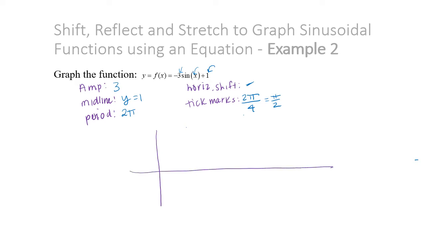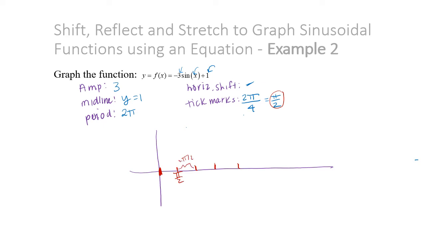Okay, so we've got our 5 tick marks. Since there's no horizontal shift, the first one's going to start right at 0. So 1, 2, 3, 4, 5. And we know that the distance between each tick mark is pi over 2. So from 0, add pi over 2, and I get pi over 2. Now take pi over 2, add another pi over 2.